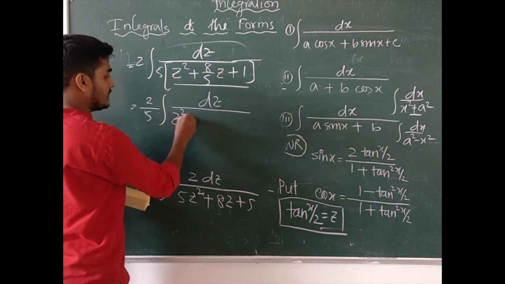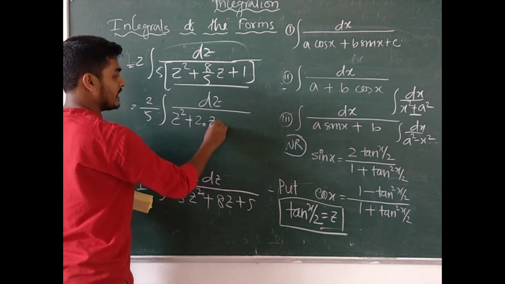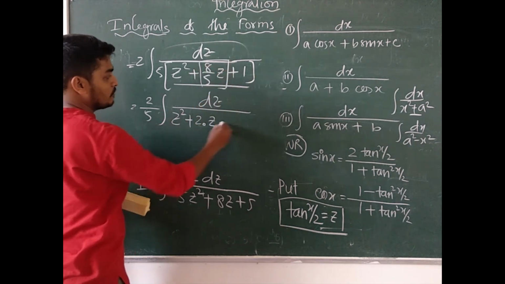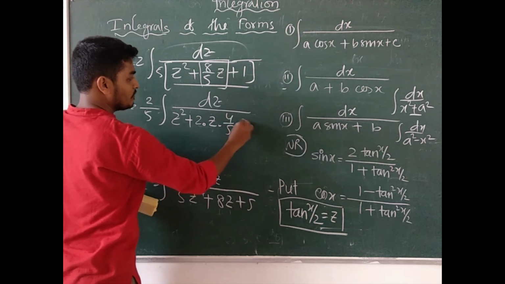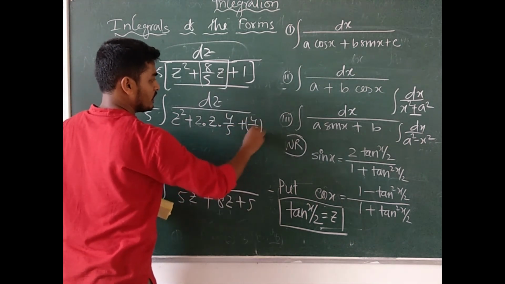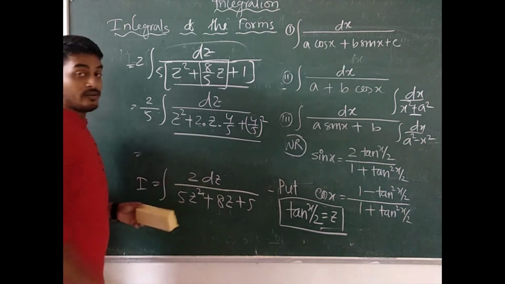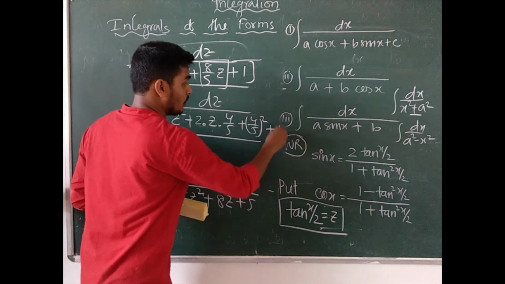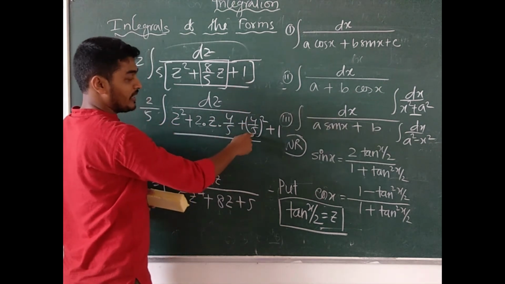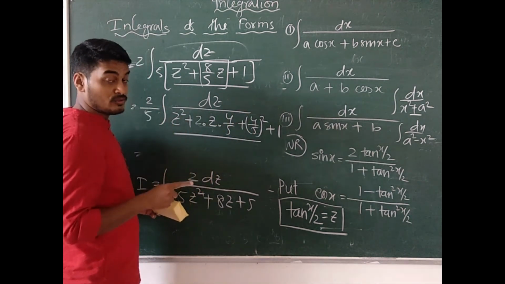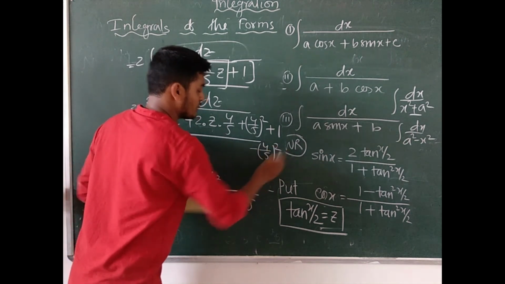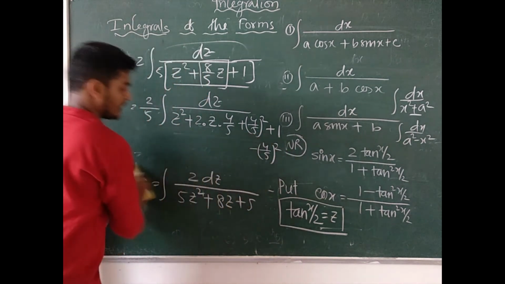So z square plus twice z into what, multiplied to get this term? Obviously 4 by 5, am I correct? Plus 4 by 5 whole square. Why did I write this? So that it forms a complete square, a plus b whole square. Plus 1 is already there in that question, but 4 by 5 whole square you have written in extra, so we subtract 4 by 5 whole square.